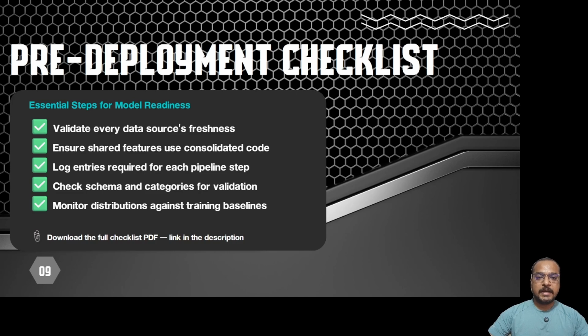Next one is data quality validation. Does your pipeline validate schema, categories, and null rates before data reaches the model? Fail fast on bad data. Don't let it silently degrade your outputs. Last one, distribution monitoring. Are you tracking the distribution of inference data against training baselines? When distributions shift beyond thresholds, your team should know before your users do.